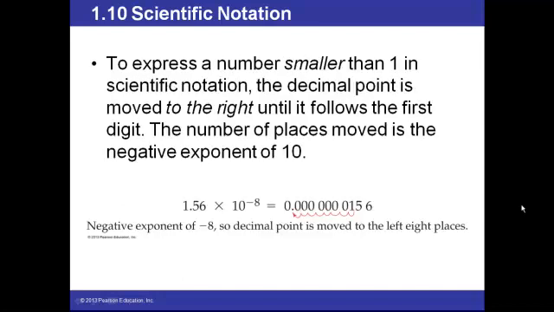If you're expressing a number that is smaller than 1 in scientific notation, the decimal point is going to be moved to the right until it follows the first digit. So if you start out here, you've got to move this decimal place 1, 2, 3, 4, 5, 6, 7, 8 positions until you get the first digit in the ones position. If you're moving it to the right, then your exponent is going to be negative, and this indicates that you have a very small number. If your exponent is positive, it indicates that you have a very big number.